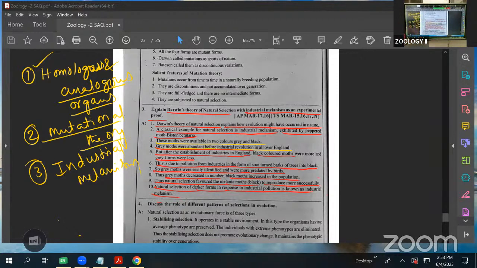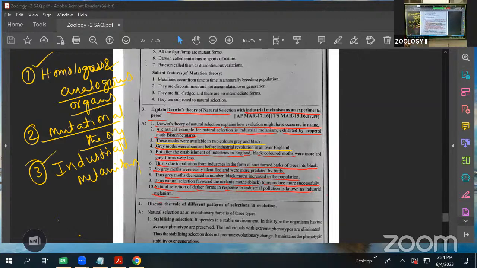Some sudden changes occur in the organism, and that we call the mutational theory. The mutational theory was explained by Hugo de Vries with the evening primrose, Oenothera lamarckiana. In that, he found three forms. The names are different and important; you learn them. And the next one is industrial melanism.